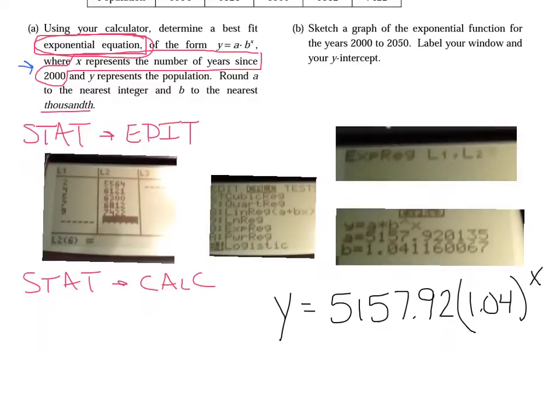All right, so I've got my equation copied down. Notice it's in the form of a times b to the x. It should be different from linear. That's the a value times b raised to the x power. Part B says sketch a graph of the exponential function for the years 2000 to 2050. Label your window and your y-intercept.